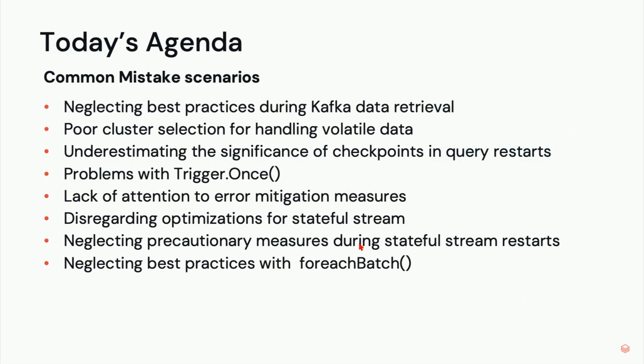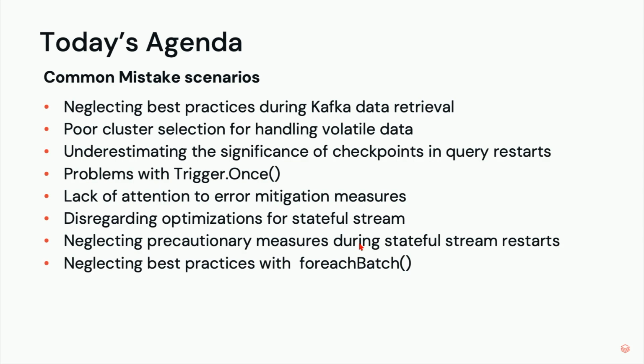As per today's agenda, we'll be discussing common mistake scenarios, and apart from that, we will be recommending best practices to come up with an optimized stream. Coming to number one, what could be the issues when a user is neglecting the best practices while fetching data from Kafka? Number two, if a user is choosing wrong cluster configurations when there is volatility in the data, what could be the issues?